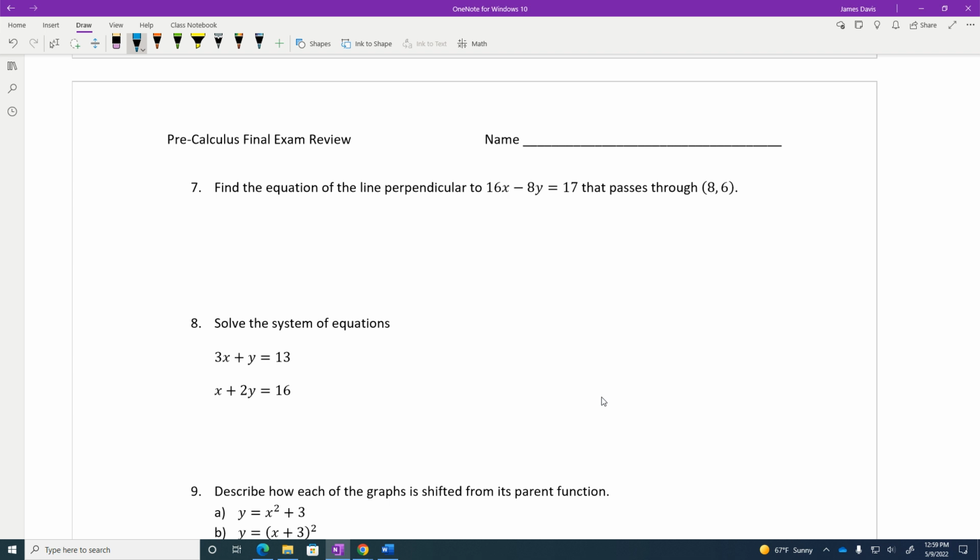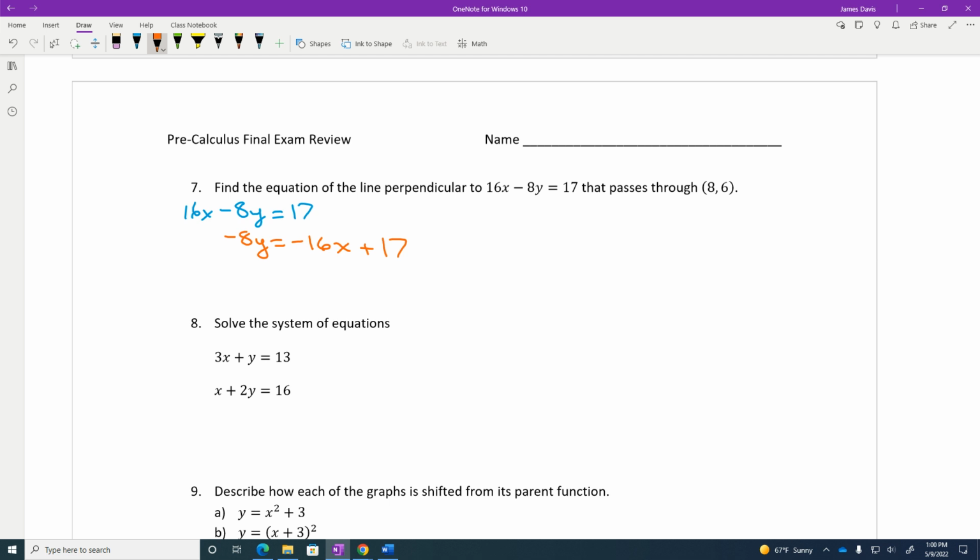So if we're going to find a perpendicular equation, we need to know what this slope is, right? Exactly right. We're going to solve for the y there. Actually, I'll write it all out first. And Asante said we want to subtract the 16x over because we're trying to get the y by itself so we can figure out the slope of this equation. So negative 8y equals, when we subtract this over, I'm just going to write it at the beginning, negative 16x plus 17.